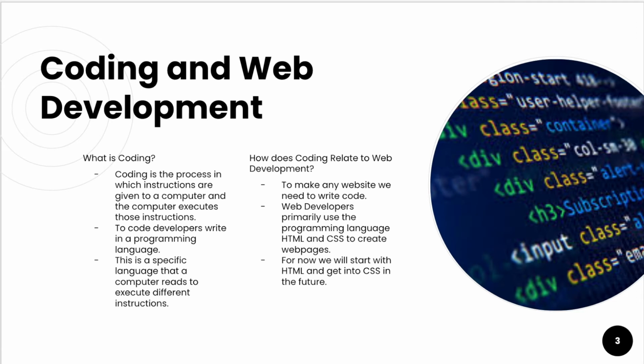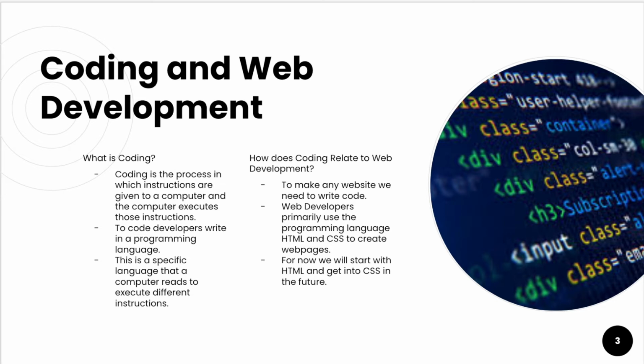Coding and web development. So, coding is basically a process in which instructions are given to a computer. The computer uses those instructions and then executes the code. And to code is the practice of developers writing in a certain programming language to do specific tasks. And it's a specific language that a computer reads to execute different instructions, such as Java, Python.